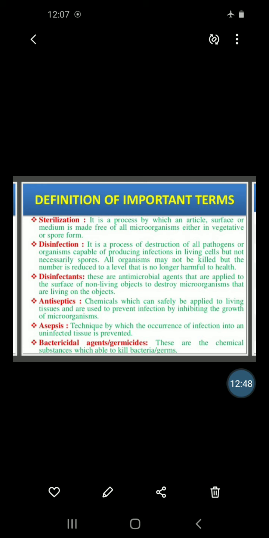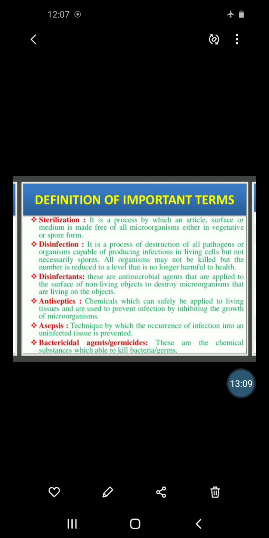And this method is clinically not in practice. Keep in mind, this method of sterilization is clinically not in practice. So this is the first, that is sunlight. Second, we will see the dry heat sterilization. In dry heat sterilization, first that is incineration, then red heat, then flaming, and third that is hot air oven.